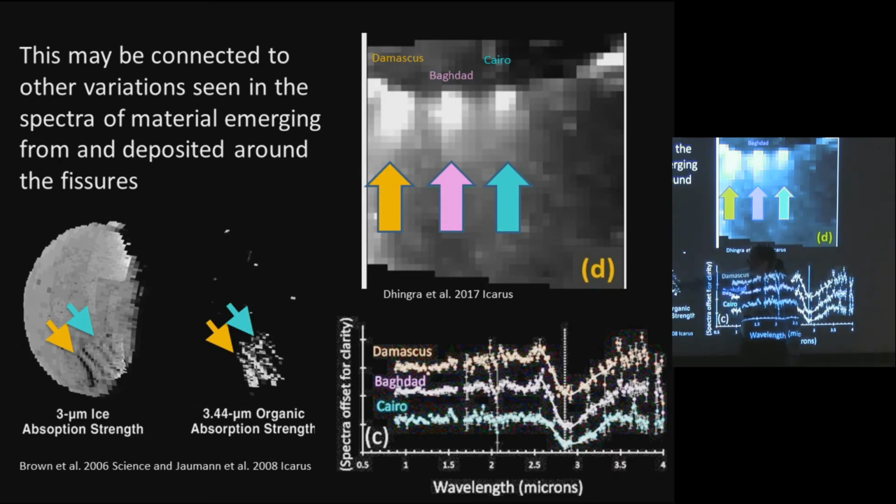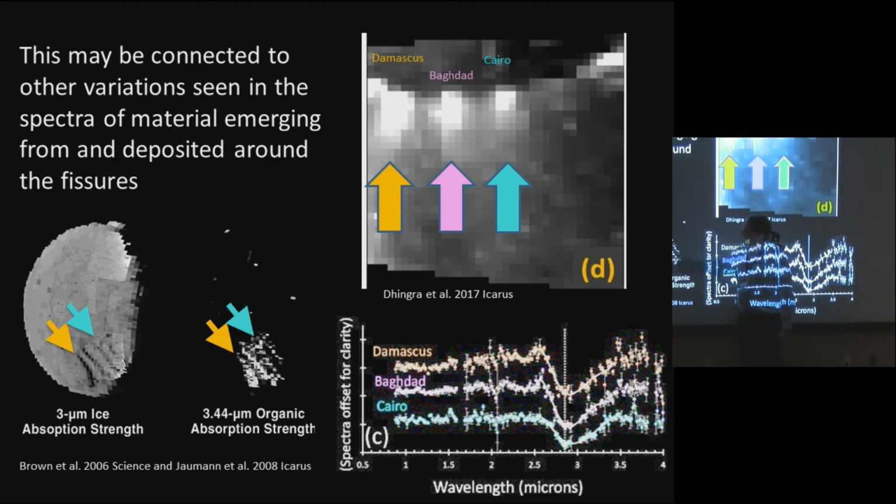Back in 2008, people made this nice map of the organic absorption signature over the South Polar terrain. And it's a noisy map. This is where Damascus is. This is where Cairo is. That organic signature is higher over Damascus.